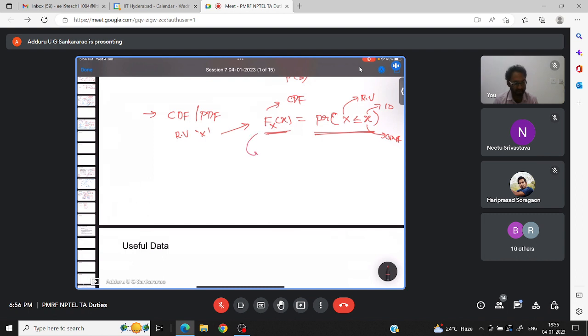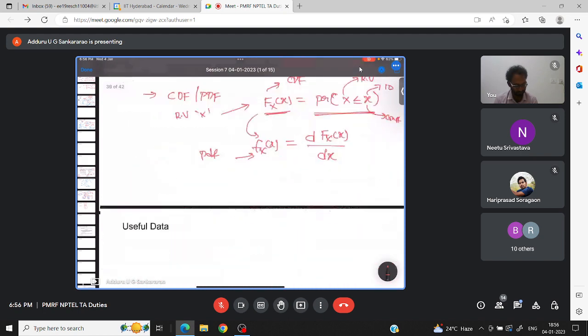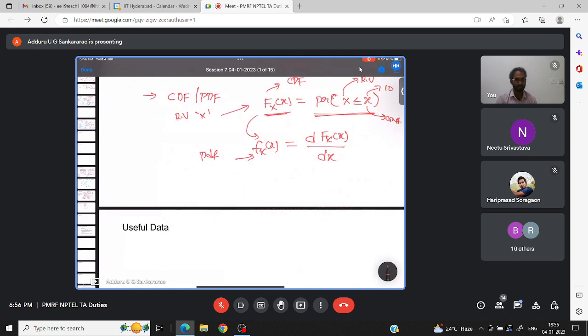Now if I take the derivative of this, that means dFx(x)/dx, then what we get is the PDF, the probability density function. Earlier we have seen the probability density function of X. This is the relation between CDF and PDF: the derivative of the CDF gives the PDF.